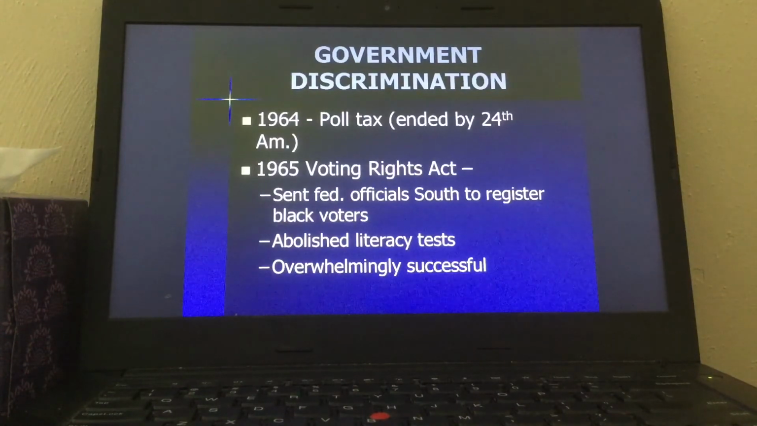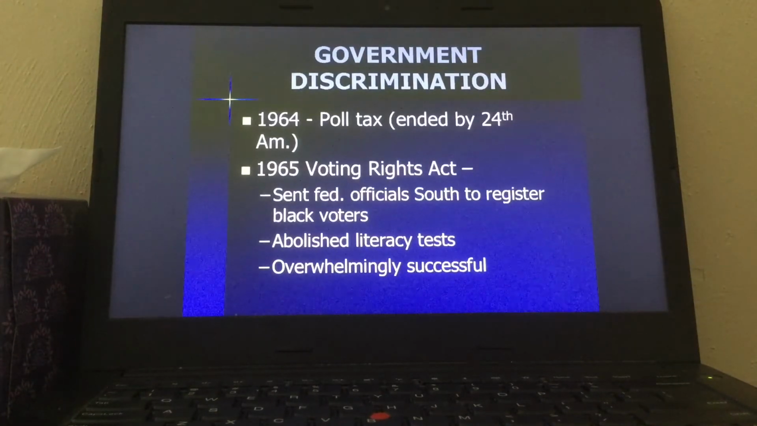So under this law, what Congress did is they sent officials down to those states to register the voters. If the southern states weren't going to register the black voters, then Congress would send people to do it. And it also abolished literacy tests, which were ways that states again used to keep people from voting. If you couldn't pass this really hard literacy test, you couldn't vote, but only African Americans had to take it. So it got rid of that as well. And it was overwhelmingly successful in the sense that in states like Alabama and Mississippi, the voters' registration statistics of African Americans went from like 5-10% up to like 70-80%. So it was very successfully implemented.